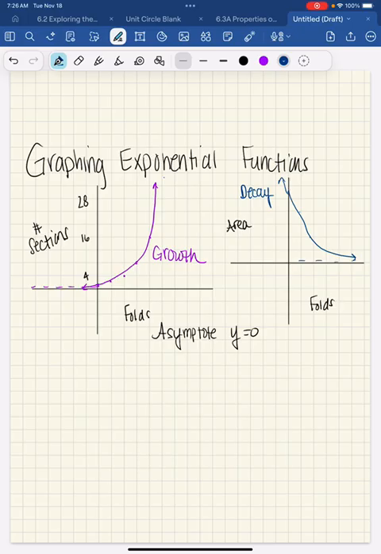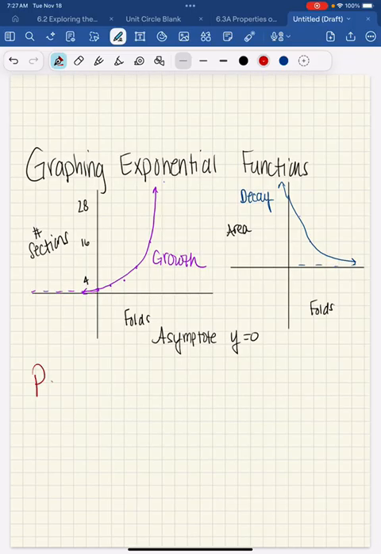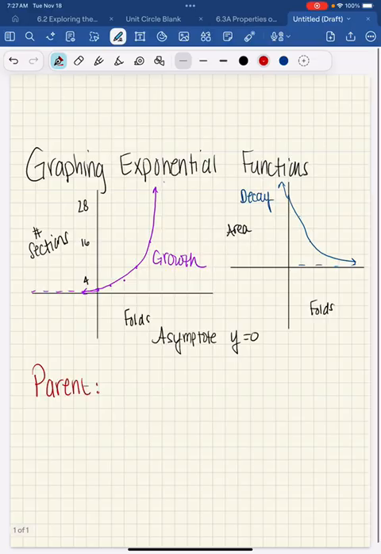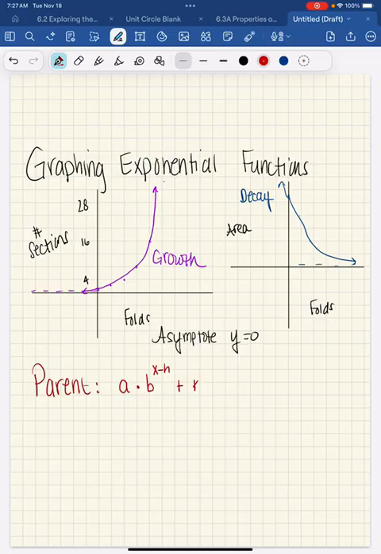So today we're going to look a little bit more specifically at the parent function. There's not an exact parent function for an exponential function because the base of the function could be different. So here's what I mean. The parent function is going to be a, so we should recognize that from graphing other parent functions, times, and this time we're going to talk about b, meaning the base of the exponent, to the x minus h plus k, and hopefully h and k look familiar to you.